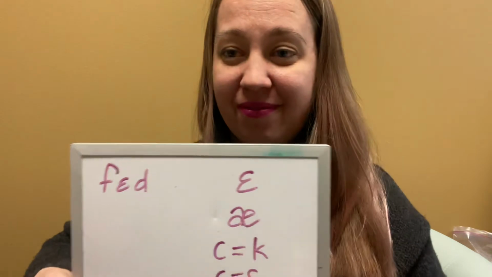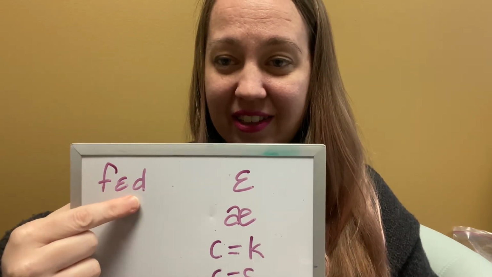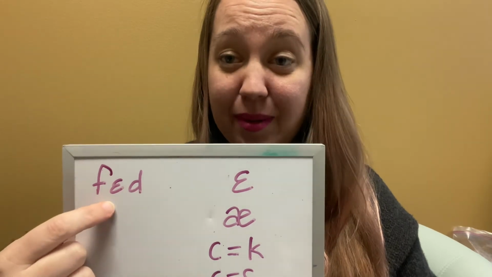You ready? How many sounds? And does it have an e epsilon or an a ash? Fed has f, e, d. Fed, and it has an e epsilon.